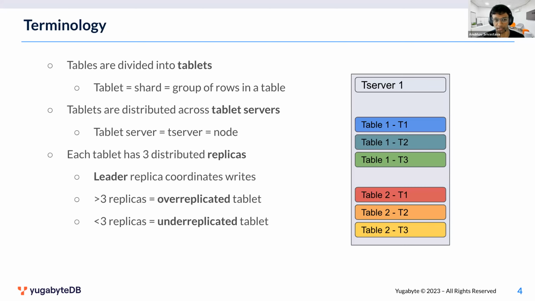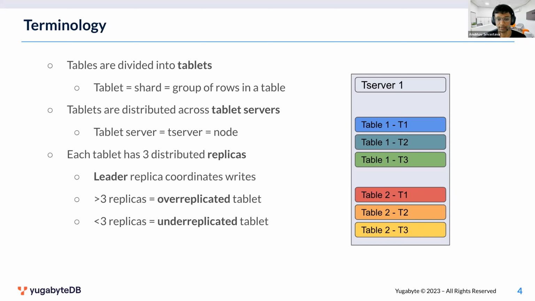Before we get started, I want to do a little bit of a digression on terminology. Tables are divided into tablets, and a tablet, which is also sometimes called a shard, is a group of rows in a table. You can see on the right, table 1 is divided into tablets T1 through T3, and table 2 is also divided into 3 tablets. Tablets themselves are distributed across tablet servers, and a tablet server, T server, and node all mean the same thing, so I'm going to be using them interchangeably.